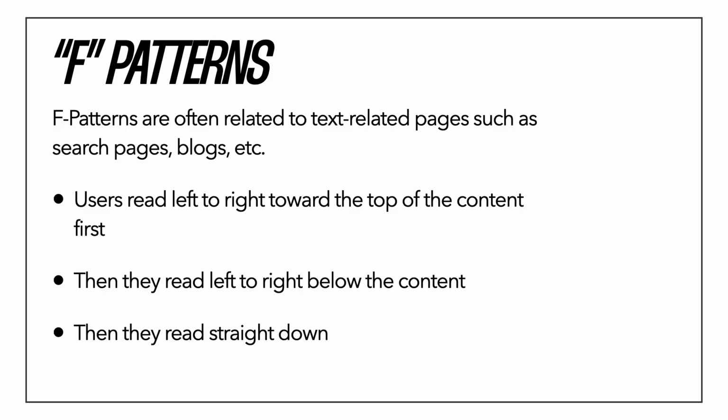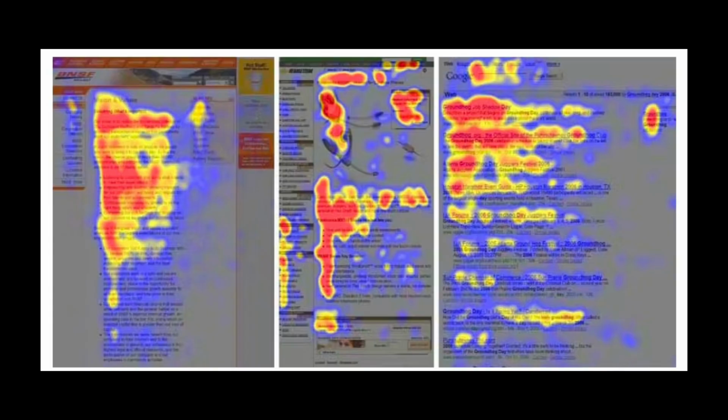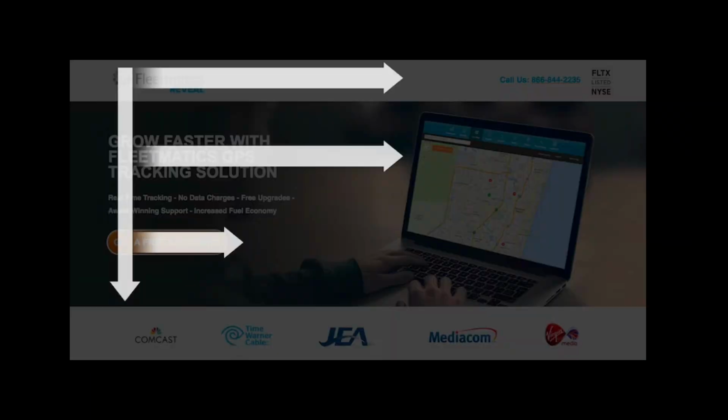Then they read straight down, and we can see this is a reading pattern as far as the camera picked up how the readers were reading all of the information. You can see, especially in that middle one, an F pattern, as they analyzed all of the information on the top and made their way down, but they're always going from left to right.